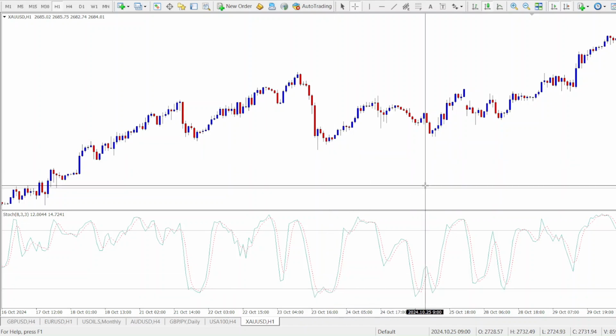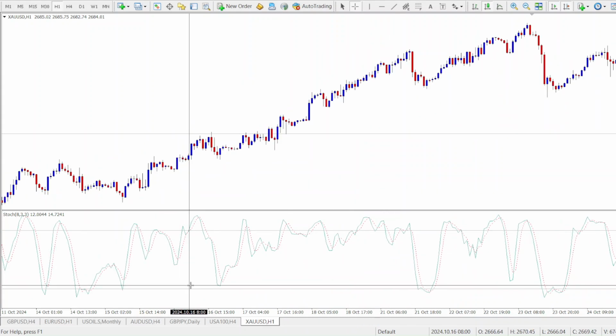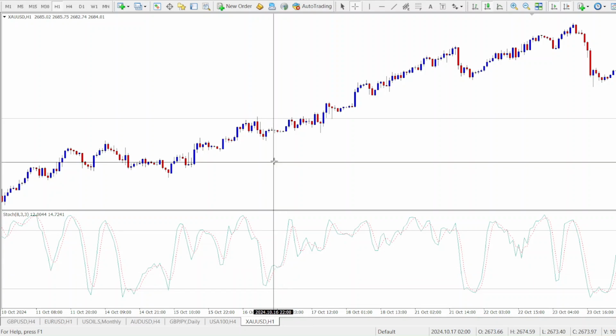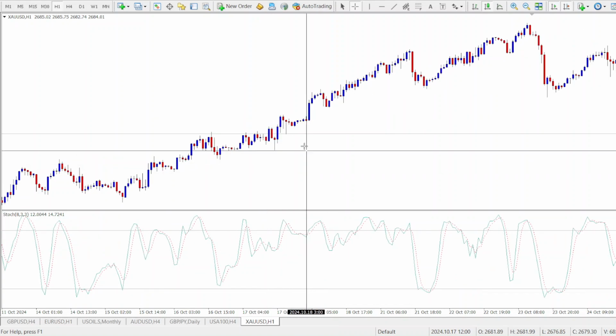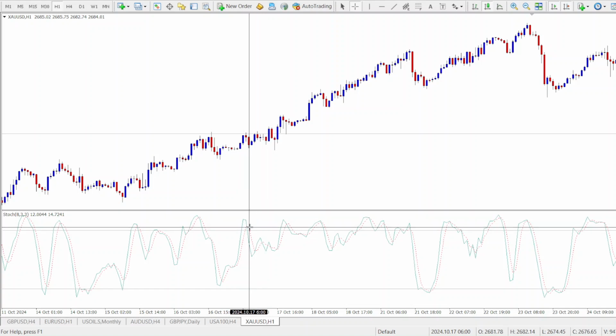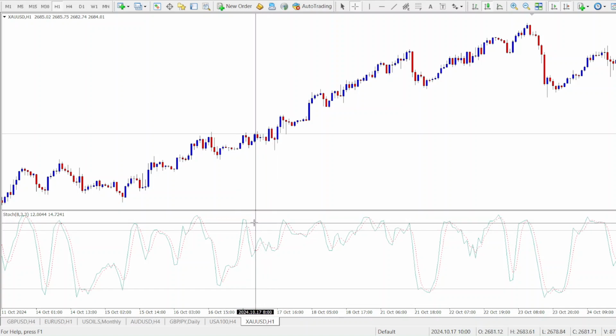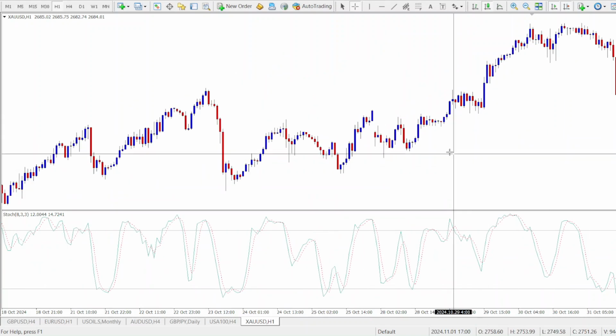So when the stochastic entered the oversold territory and was crossing above, coming upwards, we would have just exited our sell trade. Then in the case of a buy, when we enter a buy trade after getting a signal, we can set our stop loss just below the swing low, and then our take profit can be at the nearest resistance, or you can wait for the stochastic to get into the overbought territory and begin to point downwards, and then you exit your buy trade. So it's very easy to use. It's a very easy signal.